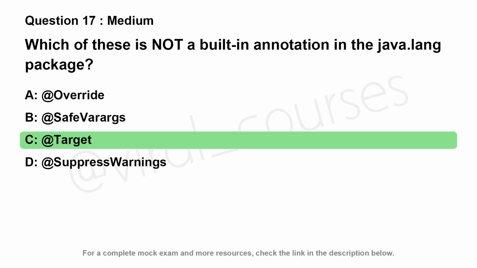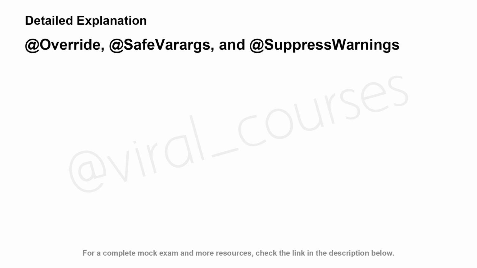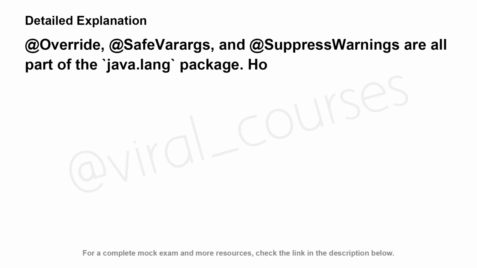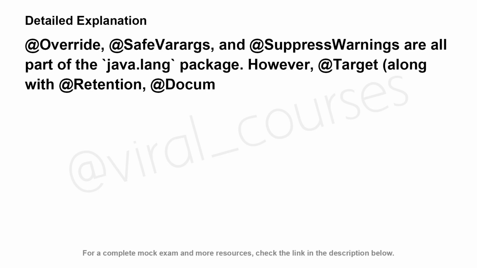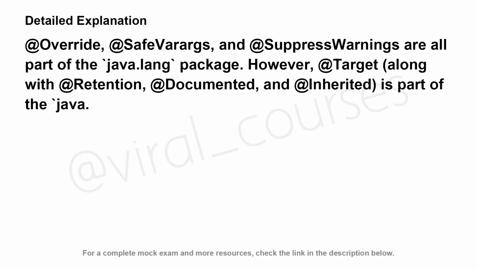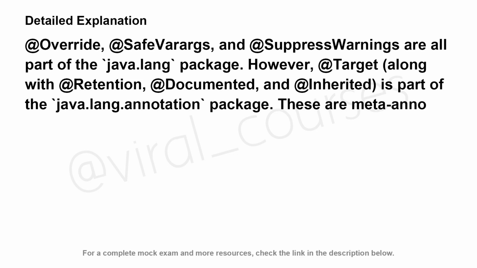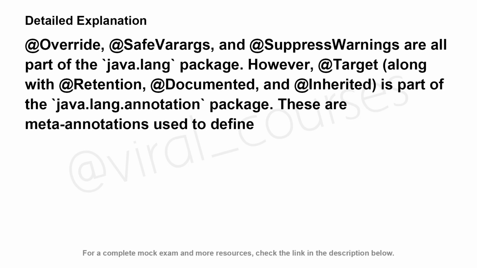The correct answer is C. @Override, @SafeVarargs, and @SuppressWarnings are all part of the java.lang package. However, @Target, along with @Retention, @Documented, and @Inherited, is part of the java.lang.annotation package. These are meta-annotations used to define other annotations.